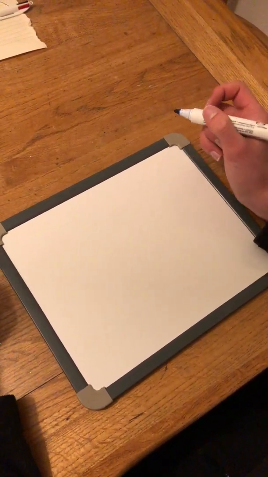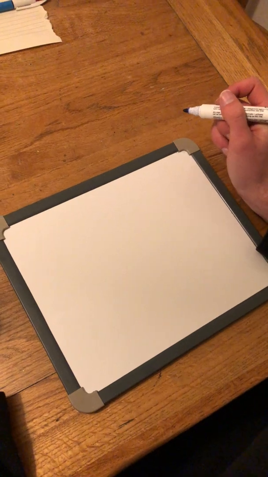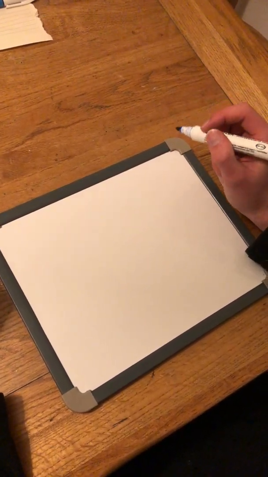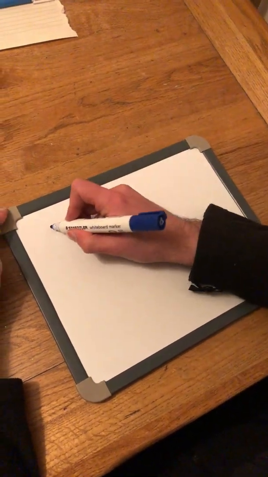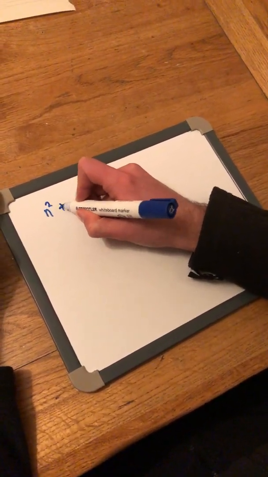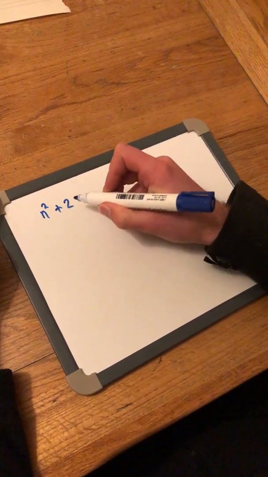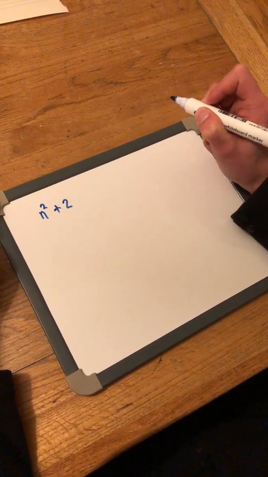Today we're going to be learning how to generate non-linear terms when we've been given an nth term. So let's say we have the nth term as n squared plus 2, and we want to find the first 5 numbers in this sequence.